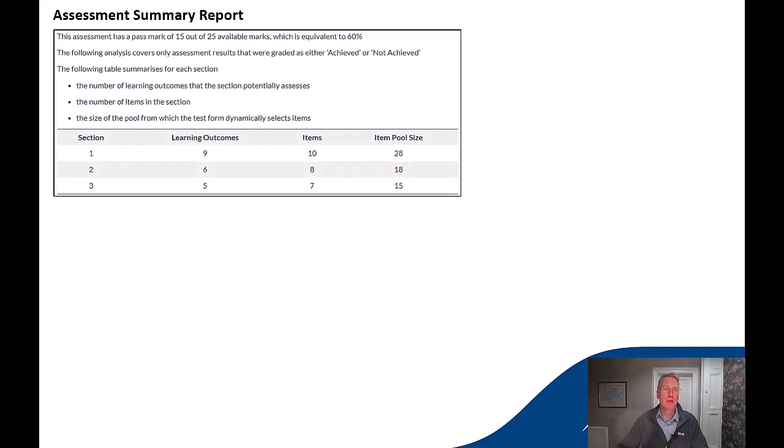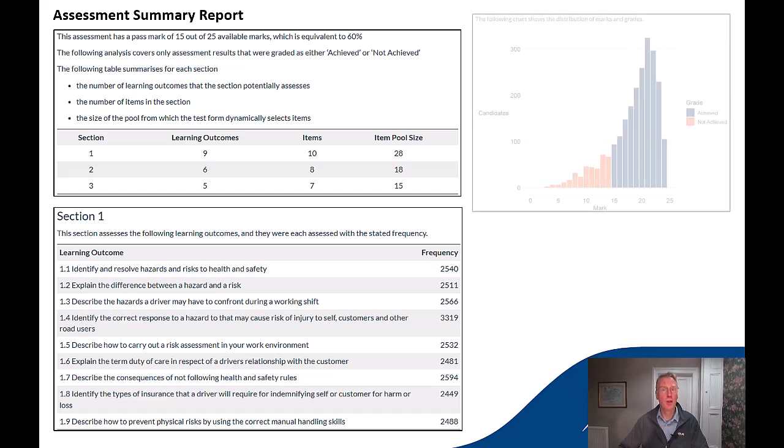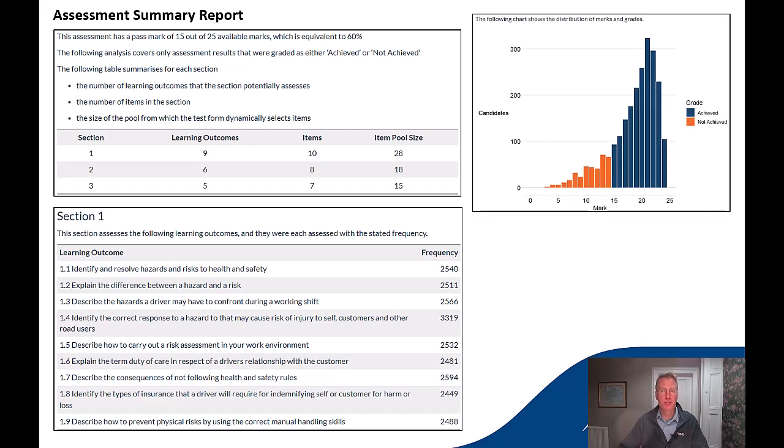Now, all of that data which we've been able to use, I'm just going to show you some snippets of some assessment summary reports. We've been able to download information about the number of marks which each of these assessments are out of, and the pass mark, which in this particular case is 60%. We can drill down to each individual section, how many outcomes, how many items they're in, and because it's a dynamic assessment, the pool from which those 10 items are picked. We can also track how often each of the learning outcomes has been assessed through the assessments. We've been able to generate some charts of how candidates have done when they're sitting these assessments.